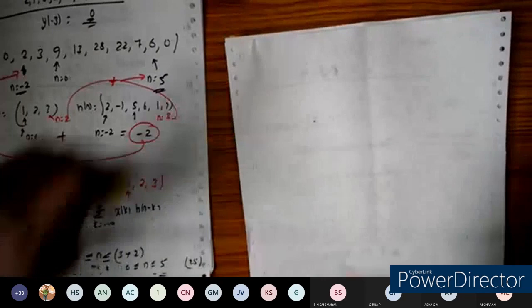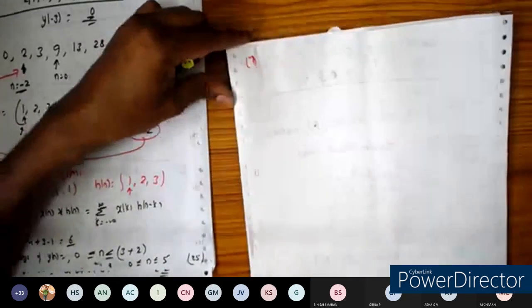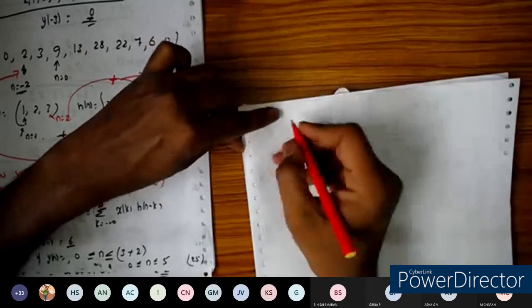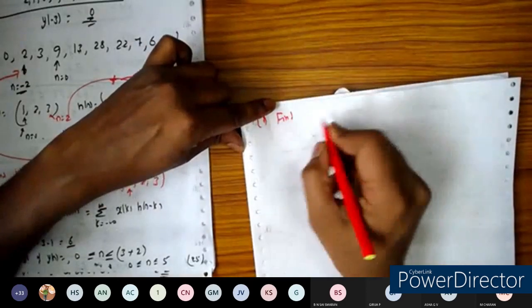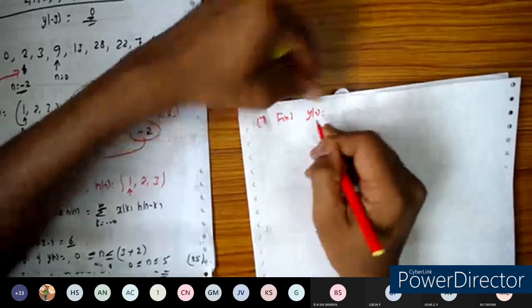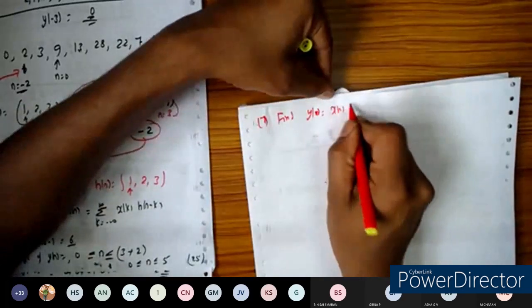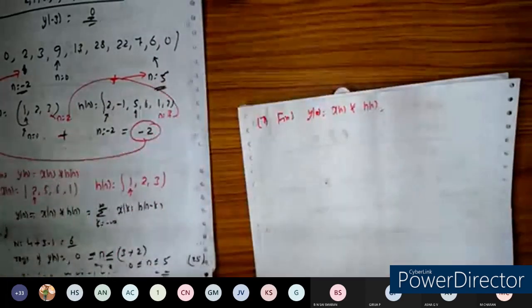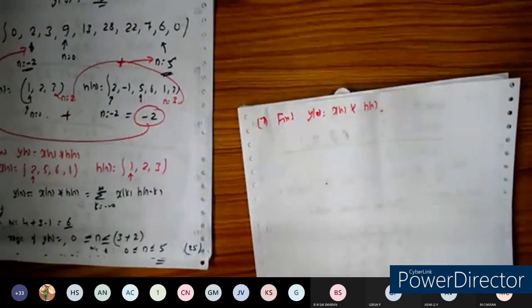Okay, so I'm going to tell you the next method. This is problem number 7. I'm going to make use of one of the properties of the impulse function here. So find y of n is equal to x of n convolution with h of n.